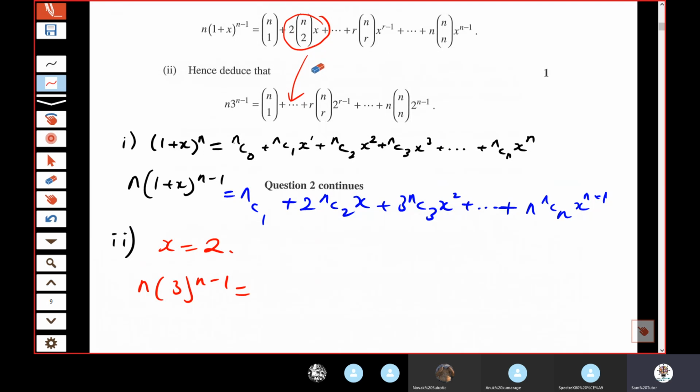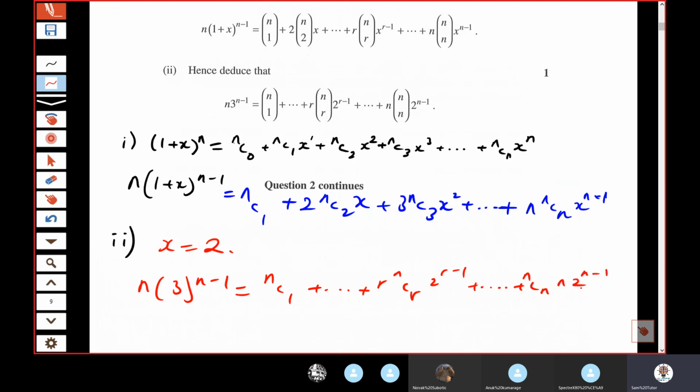So they missed out on purpose. But the clue is, look at this here. X, 2, x, 2. 1 plus x, 3. So it's 1 plus 2. Alright, you're done. N choose 1 plus dot dot dot plus r, n choose r, 2 to the r minus 1 if you wanted to include that one. N choose n, 2 to the n minus 1.